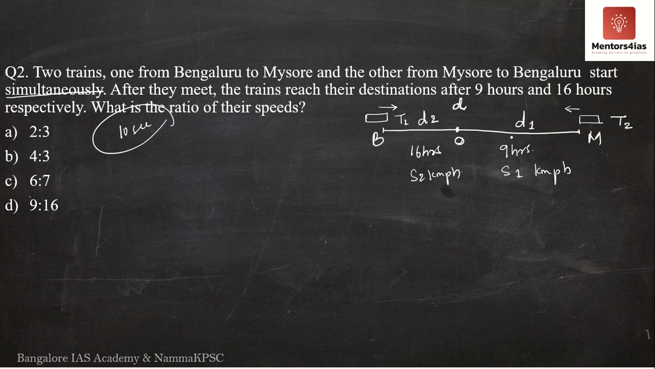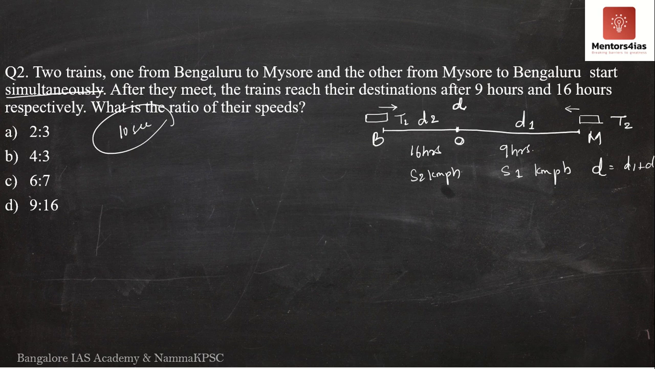So what I'm trying to say is that the first train, that is train T1, covers D1 distance in 9 hours traveling at S1 kilometers per hour. Now S1 kilometers per hour is the average speed of the train throughout the entire journey. Train 2, after meeting the first train, covers the rest of the distance, that is D2, in 16 hours traveling at speed S2 kilometers per hour, where distance D is nothing but D1 plus D2.